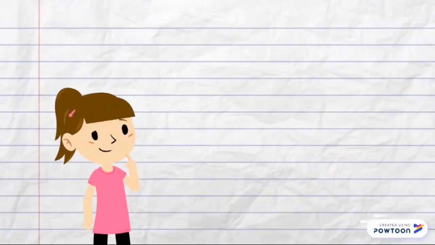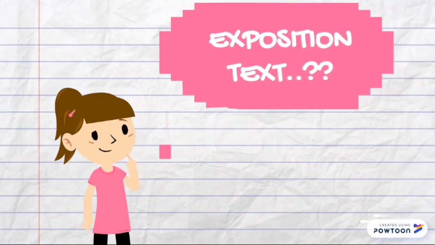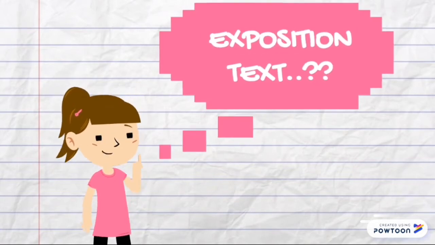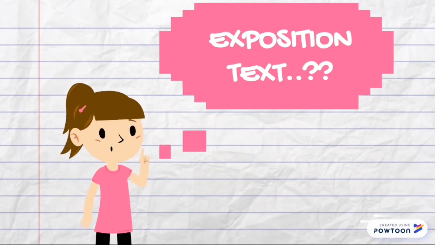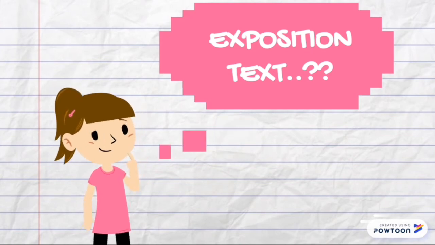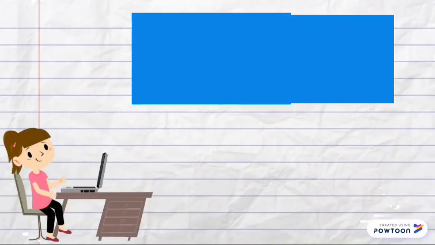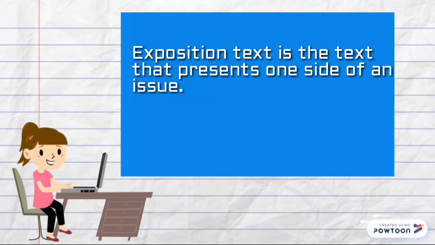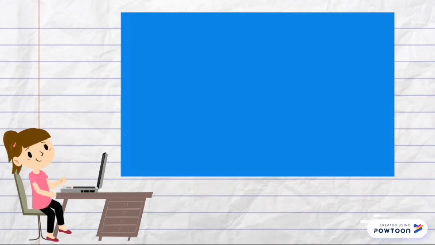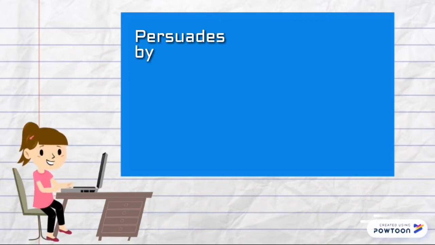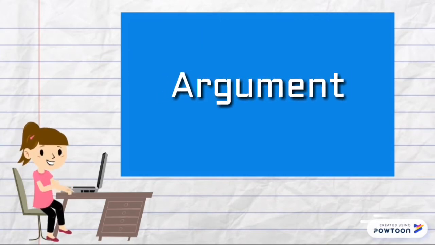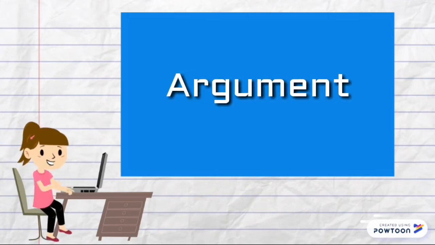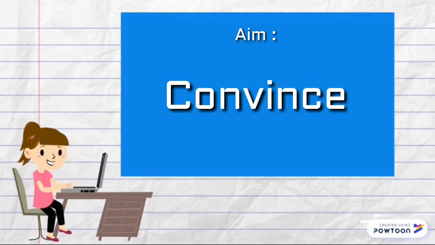But before we get into the discussion, I think we have to know what exposition text is, right? So, what do you know about exposition text? Exposition text is the text that presents one side of an issue. And the purpose of the text is to persuade that something is or should be the case. So, an exposition text persuades a reader by presenting one side of an argument, taking a point of view and justifying it. The aim is to convince others to see only that side of the issue.